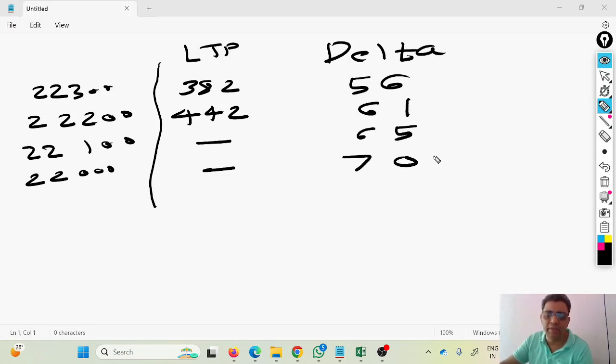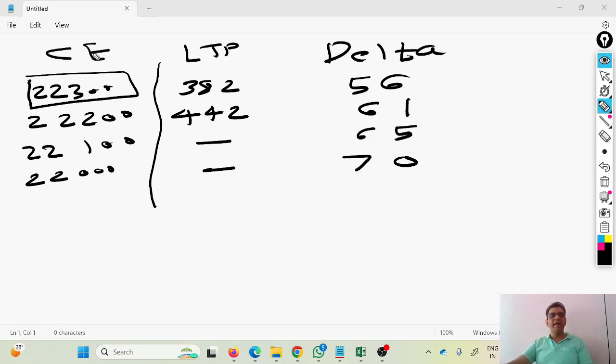65 and 70. Now assume that I have bought this 22,300, that is the at the money call option. This is all on the CE side. So my assumption is that I have bought 22,300 at 382 and its delta is 56. Assume that the market goes 300 points up by tomorrow. I'm assuming that the market is going 300 points up tomorrow.